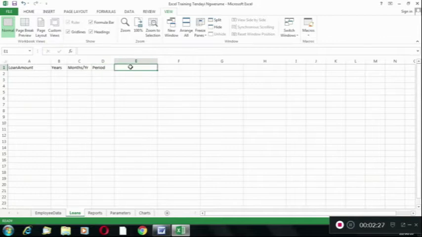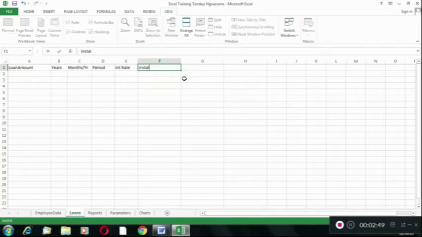And then we need the interest rate. The interest rate, we are going to be putting as a fraction. If it is 10%, we just put it as 0.1 and so forth. And then in F, that's where we are going to calculate the installment.